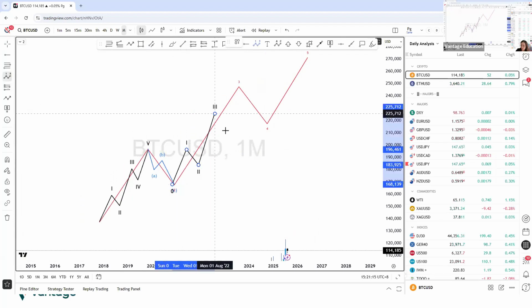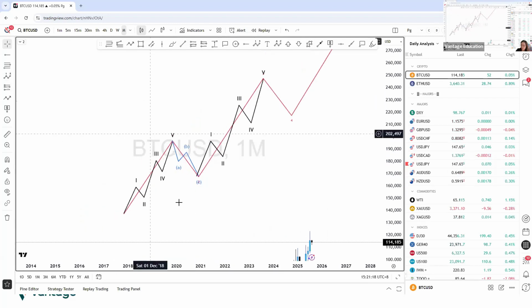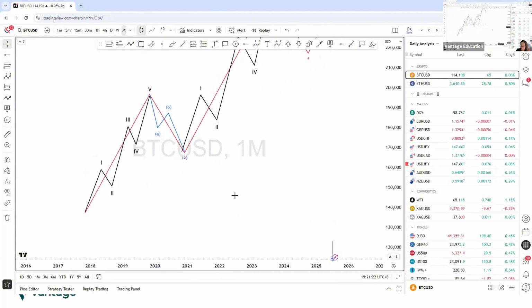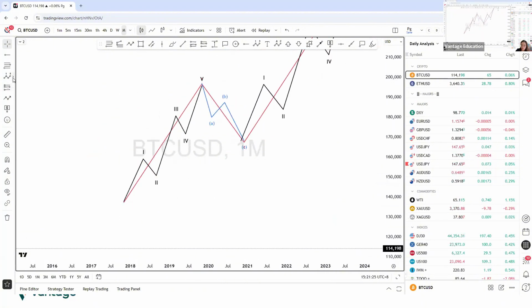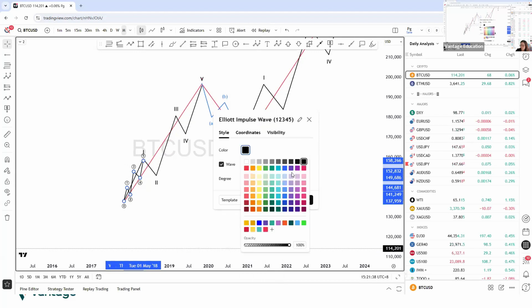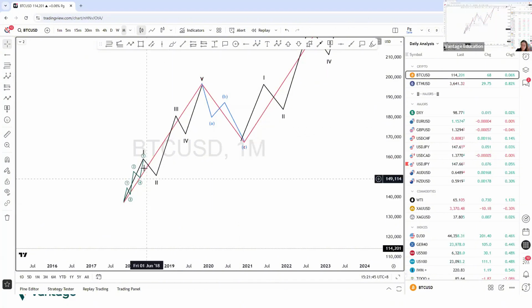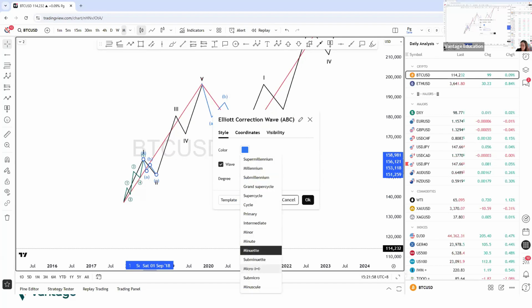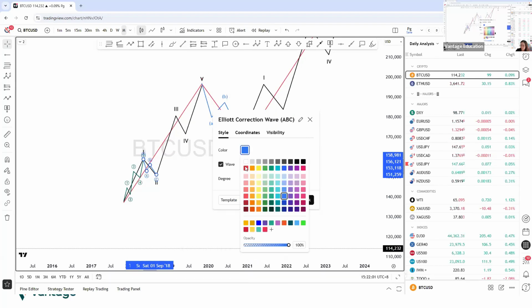1, 2, 3, 4, 5. And then within the wave 1 here, you're going to have another 1, 2, 3, 4, 5. What color should I pick? Green. Okay, right? And in wave 2 here, you're going to have an ABC. A, B, C. Choose the red one.